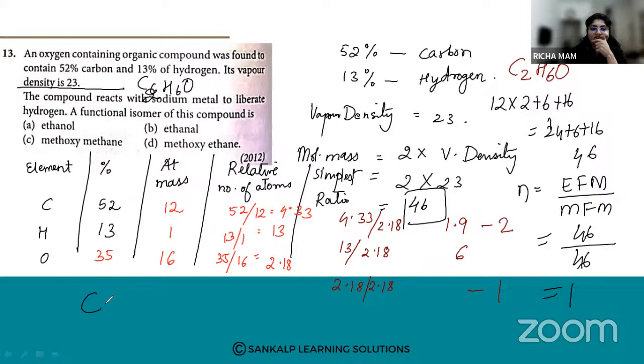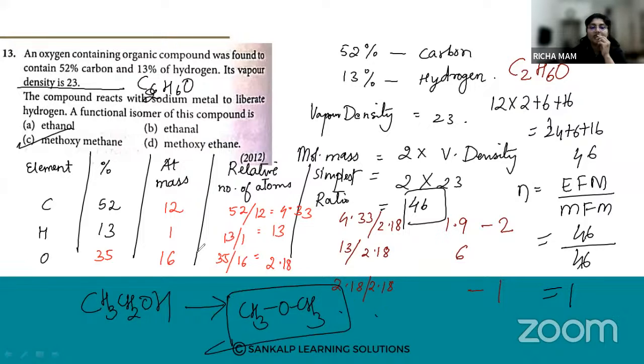What is the functional isomer? So ethanol. Okay, so it will be CH3CH2OH. So C2H6O. So what is the functional isomer for your alcohol? It is methoxymethane. Okay, it is CH3OCH3. So the functional isomer is methoxymethane. So option number C.